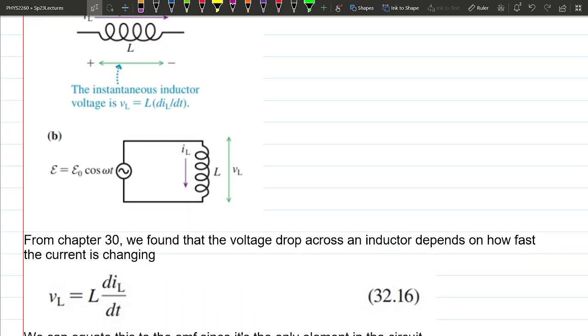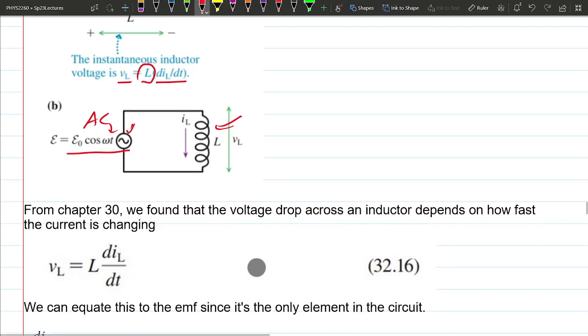So the voltage across an inductor is the inductance multiplied by the time derivative of the current. The faster the current changes, the bigger that voltage drop across the inductor is. Just as we did before, we're going to start off with a simple circuit with just one AC source. This is our AC source, we have our one component, and let's see how it behaves.